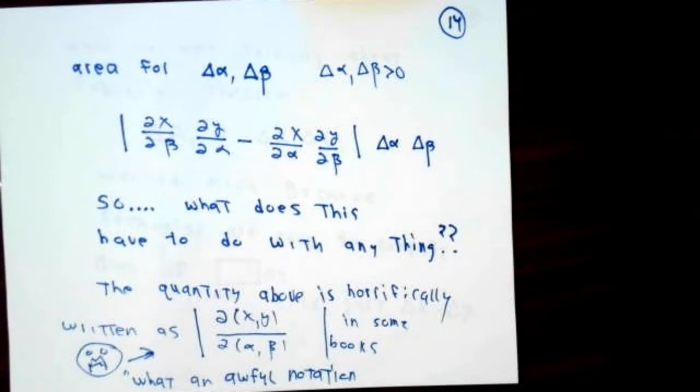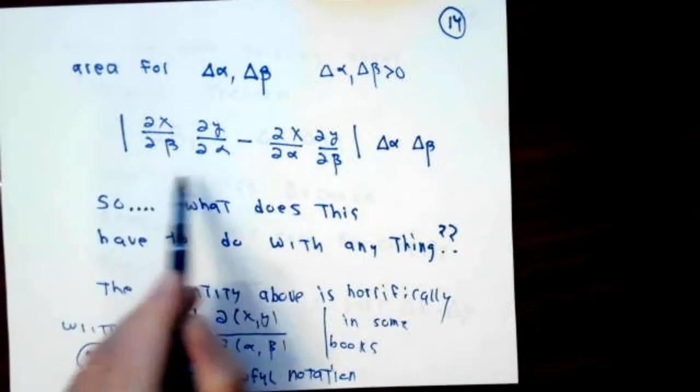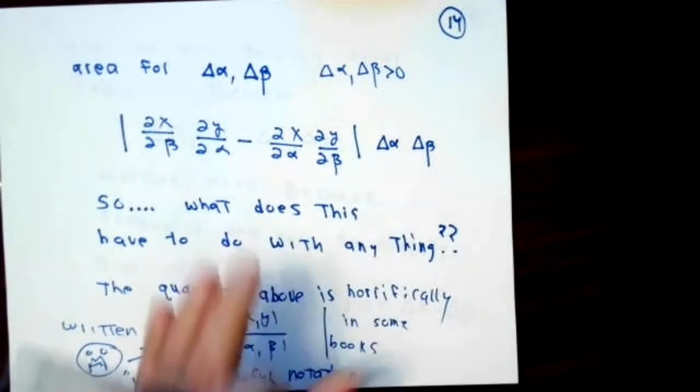Now, there are various notations for this. Many textbooks use this notation for this quantity. This is a horrifically bad piece of notation, but you will see it in textbooks. When you see this, what they're talking about is this quantity.